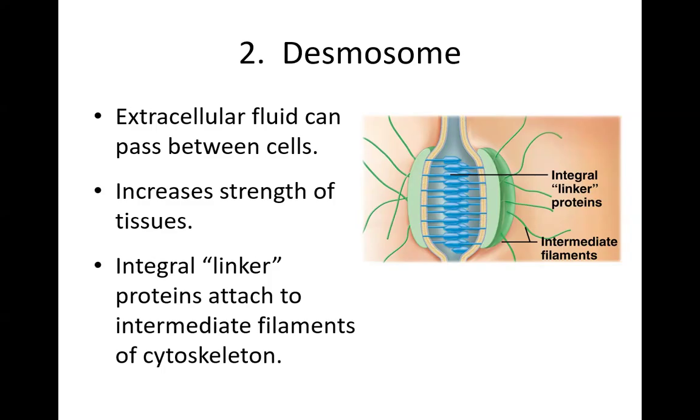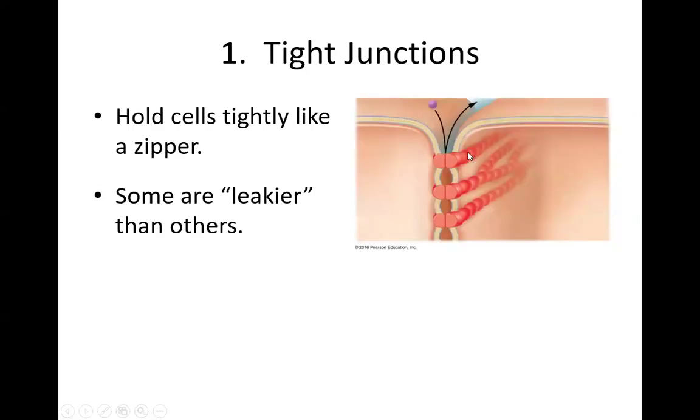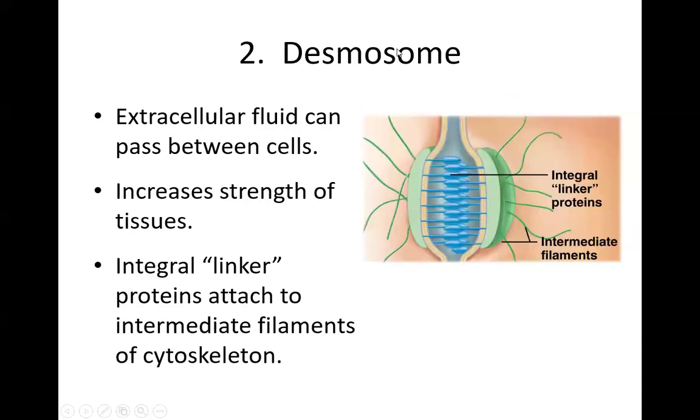Is it the gap junctions? Gap junctions are not attached to your cytoskeleton. Is it your tight junctions? Look here. Are the tight junctions attached to the cytoskeleton? No. Then who's the only one who's attached to the cytoskeleton? These are the desmosomes.